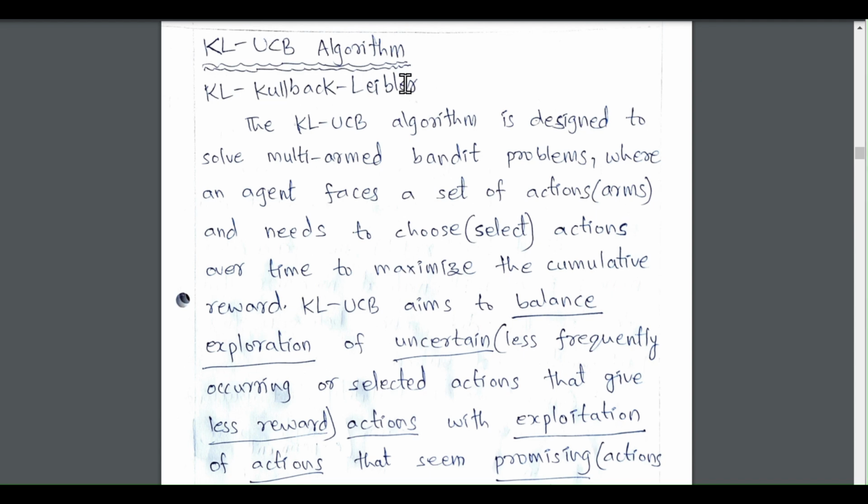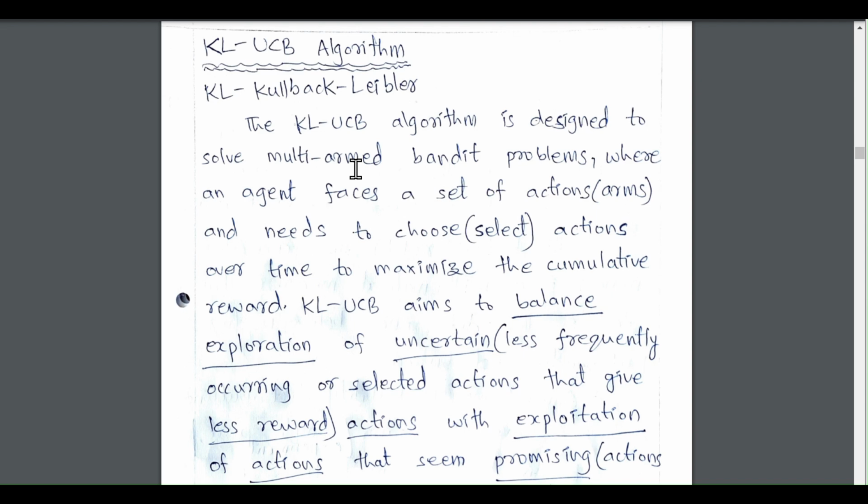It is called the Kullback-Leibler UCB algorithm. The KL-UCB algorithm is a popular method for solving the multi-armed bandit problem, the MAB problem. While it shares similarities with the UCB algorithm, where UCB is a heuristic algorithm for solving the multi-armed bandit problem, KL-UCB is an improvement over UCB. It uses a different method to compute the upper confidence bound, which is based on Kullback-Leibler divergence. The KL-UCB algorithm uses a formula to compute the UCB for each action.